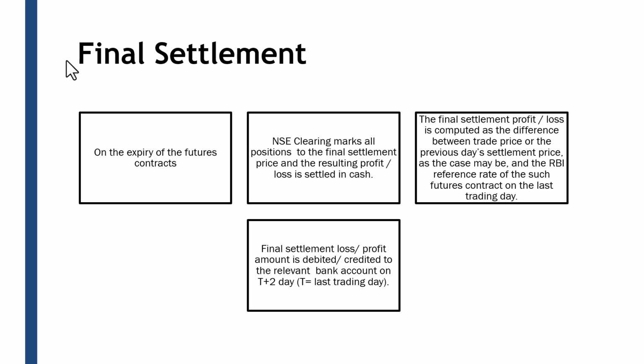Now when the last day comes, only the 1 day gain or loss needs to be settled. The last price of the last working day and the RBI reference rate will be either your gain or loss, which will come into your pocket. That is what he wants to say. The final settlement loss or profit amount is debited or credited to the relevant bank account on T plus 2 days. So within T plus 2 days, you will get your money, or you have to pay your money. It will be only 1 day of settlement happening on the expiry, because all other settlements have already happened till the last day. Okay, fine.